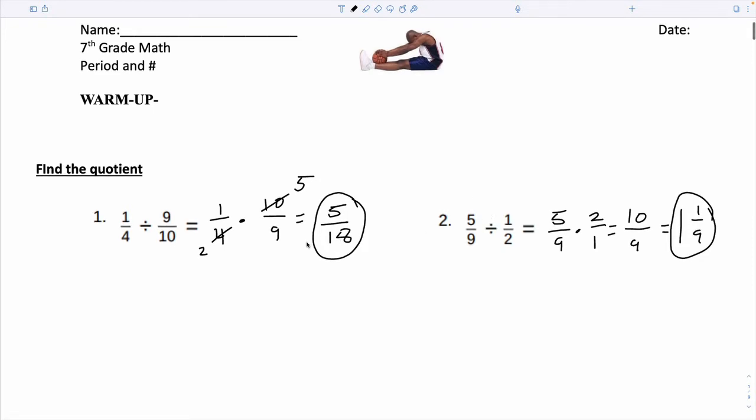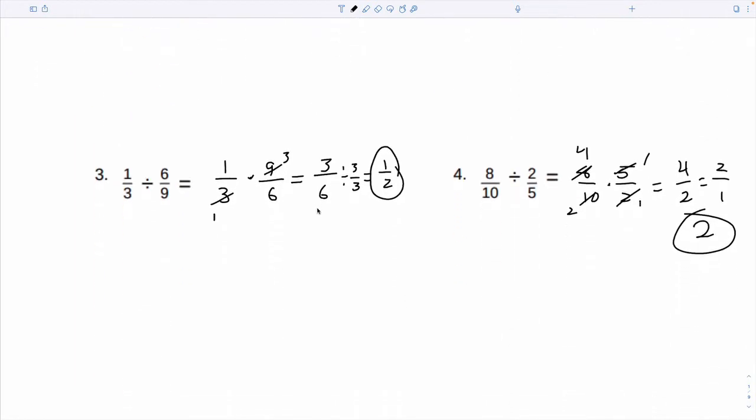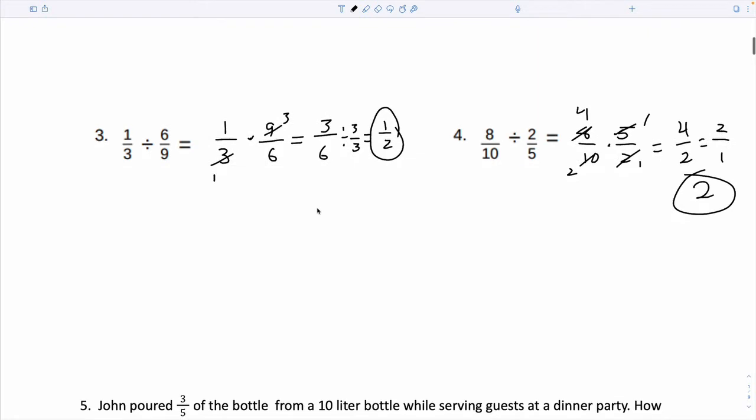Alright, so hopefully you have this level of work on your paper. There's the answers for 1 and 2. You can hit pause to review the answers for 3 and 4.